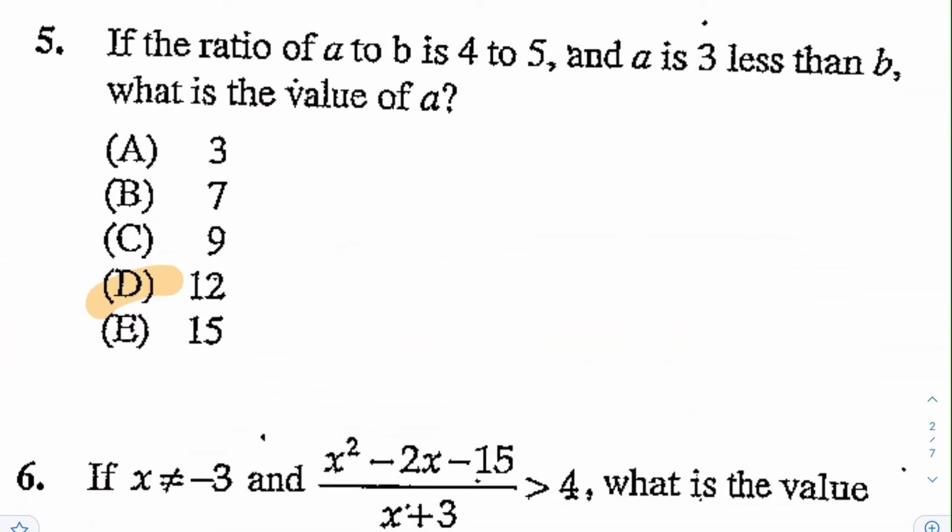All right, next for question number 5. If the ratio of A to B is 4 to 5 and A is 3 less than B, what is the value of A? So here the keyword is ratio, and ratio means you have to divide. So A divided by B is 4 over 5.